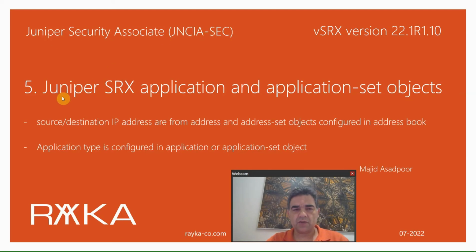In this section, I will talk about Juniper SRX application and application set objects. When you configure a security policy to match interesting traffic, the source and destination IP address must be taken from address and address set objects already configured in the address book, which was the topic of the previous section, and the application type must be configured in the application or application set object, which is the topic of this section.